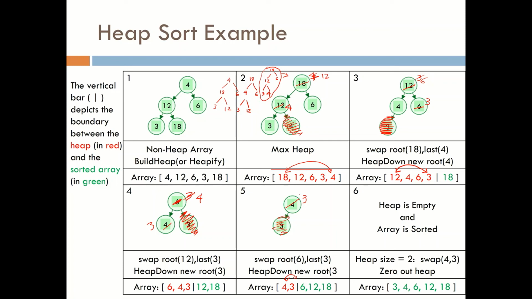Okay, and now we're down to just one element, the 3. We basically leave it in place. We decrement the size of the heap. So the size of the heap is now 0, and the size of the sorted array is now 5. And if you take a look, it's 3, 4, 6, 12, 18. That is an ascending order sort.